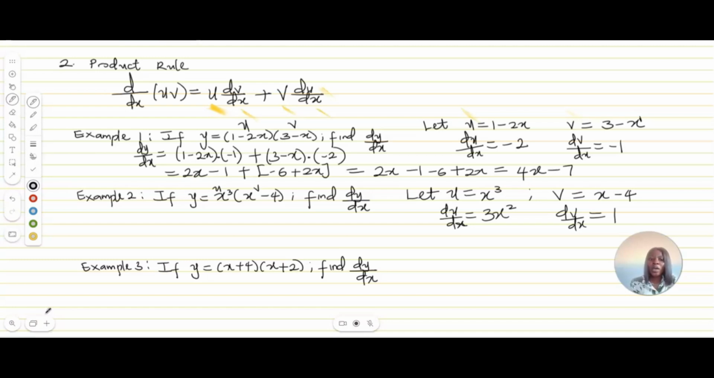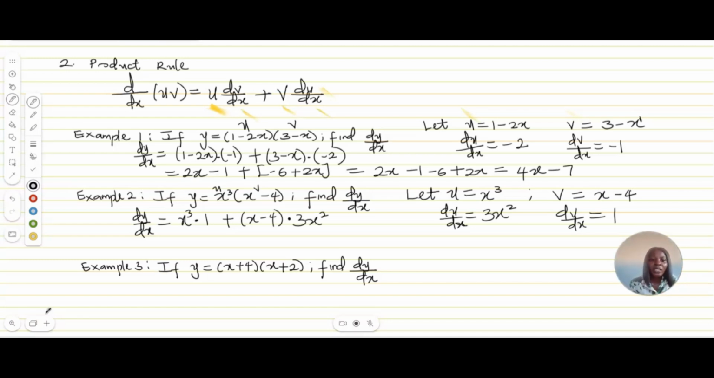Now let's slot in what we have here into the formula and get our needed answer. So dy dx is simply what? Remember, u is x to the power of 3, dot, what is dv dx? dv dx is 1. Okay, we are even lucky it is not so long. Plus, what is my v? V is x minus 4, dot, what is my du dx? Du dx is simply 3x to the power of 2.